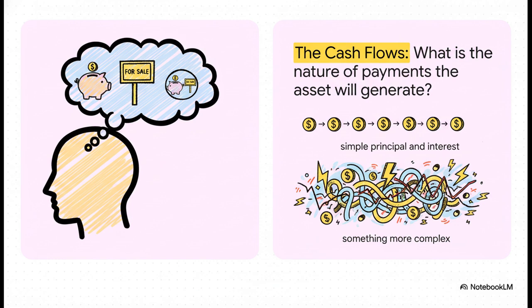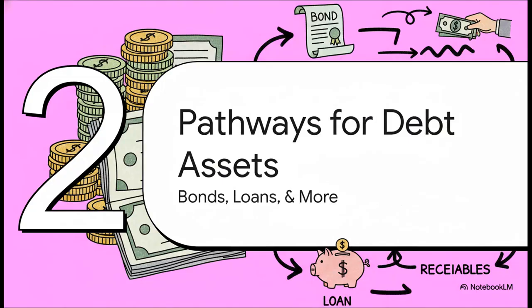Then, on the other side, you have the cash flow characteristics test. This is about the asset's basic nature. Is it a straightforward loan with simple principal and interest, or is it something more complicated? All right, let's put this into practice. We'll start with the most common types of financial assets out there, debt instruments. We're talking about things like bonds, loans, and all those receivables.